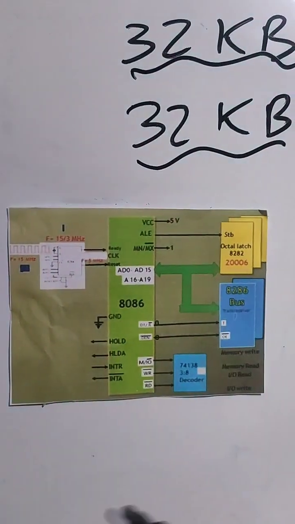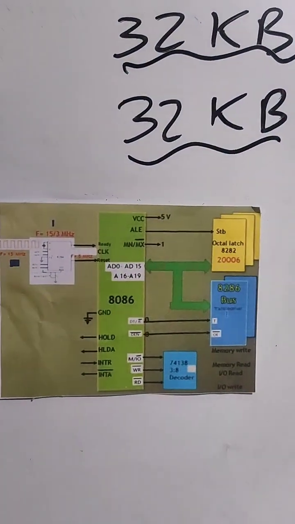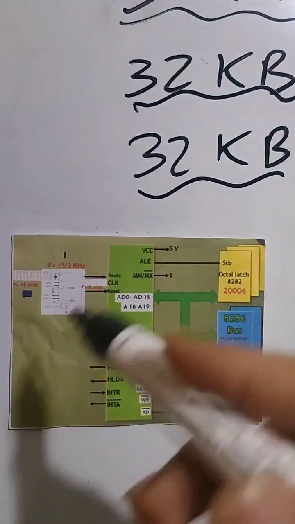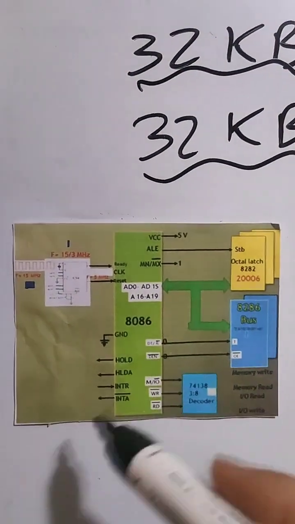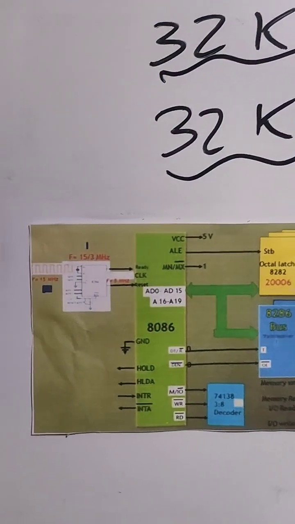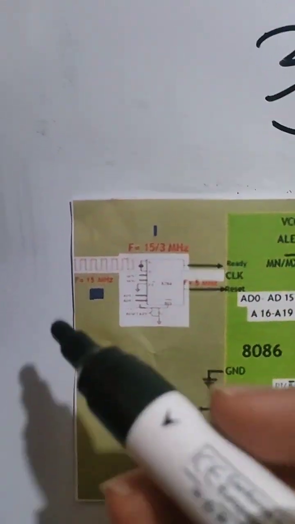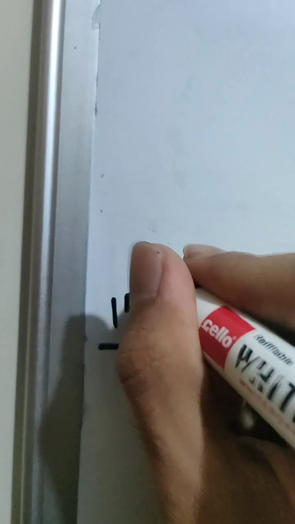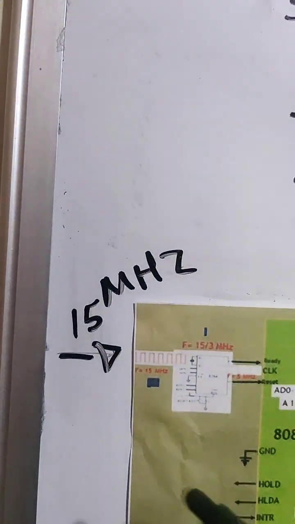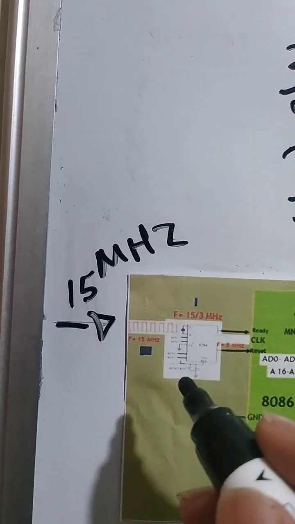So when we make a diagram, the design diagram, I didn't have enough space to draw it on this board, so I just took a printout and stuck it. Okay, so basically this thing over here is the clock device. As you can see over here, we have an input frequency of 15 megahertz.